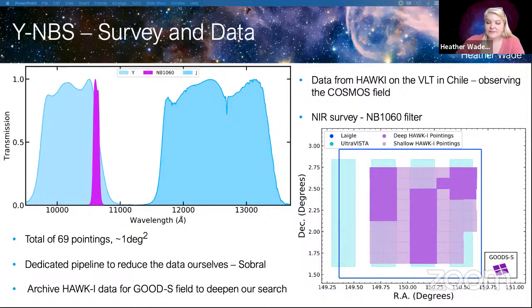So we decided to reduce the data ourselves with a dedicated pipeline to get the best possible quality of data. And then to extend our search for redshift 7.7 Lyman-Alpha emitters, we include archive data for the GOODS-South field, which was also collected with Hawkeye. So this single pointing is significantly deeper than the Cosmos data, with around 31 hours of exposure time in just this one pointing.